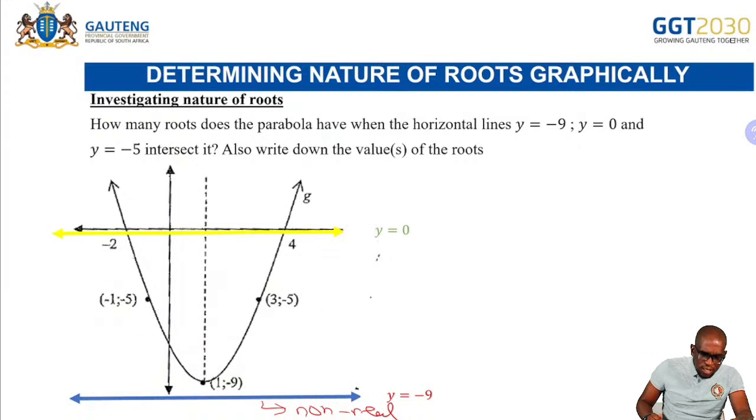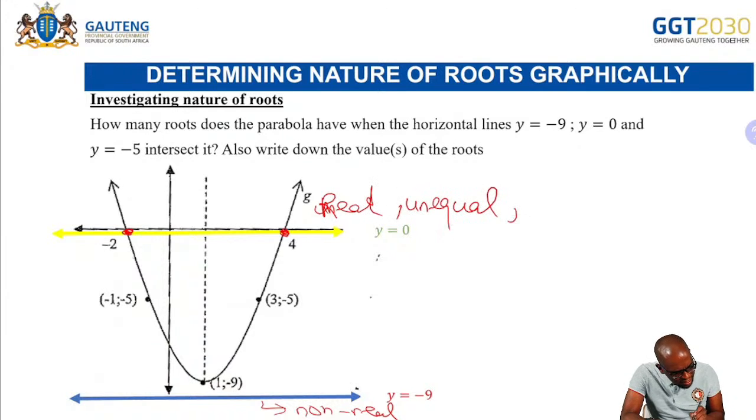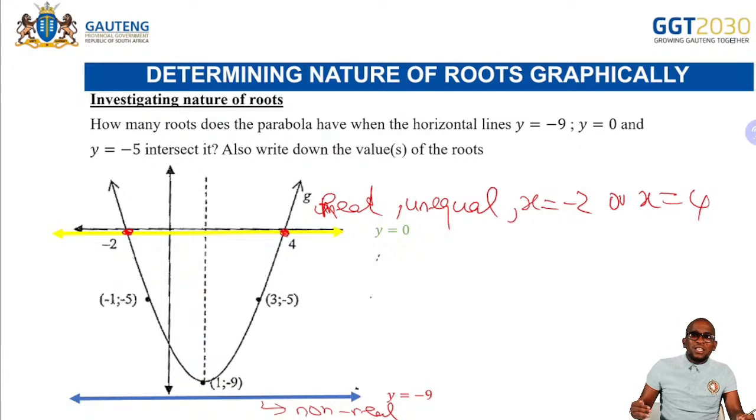Now, locate this one. If you check this one now, it intersects the function here and there. So it has what? The roots are real, unequal roots. What are the identities of those roots? x equals -2 or x equals 4. Those are the roots where this particular horizontal line is intersecting there.